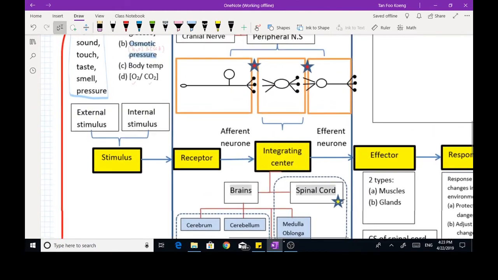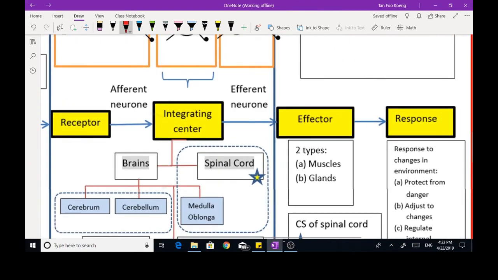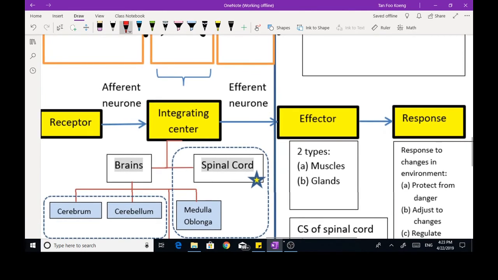Now, any changes to the stimulus will be detected by receptors. To light we have photoreceptor, to chemicals we have chemoreceptor, to pressure we have stretch receptor, to body temperature we have thermoreceptor. Then the receptor triggers the impulses to be transmitted to the integrating center via afferent neuron. And then after integration of information by the brain and the spinal cord, impulses are transmitted again via efferent neuron to the effectors. There are two types of effectors in our body, muscles and glands. They are going to carry out the job to bring about the response.